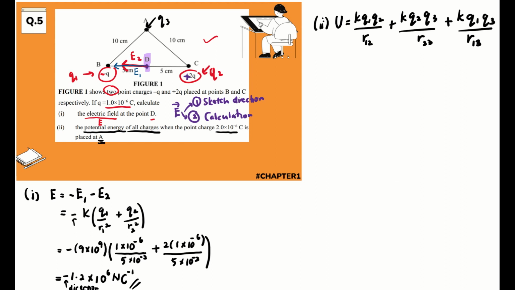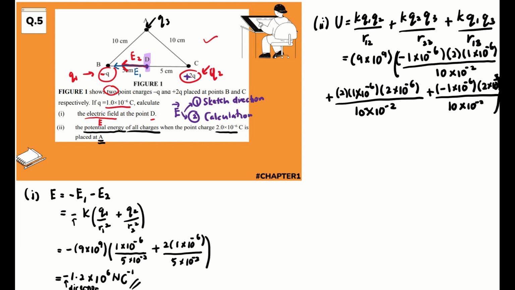Okay, so now we may substitute into the equation. We may factorize K. K is 9 times 10 to 9. Q1 is negative, so you should include the negative sign. We do all the calculations here. Then finally you'll get 0 joule for the electric potential energy.